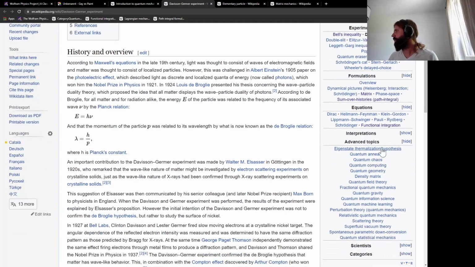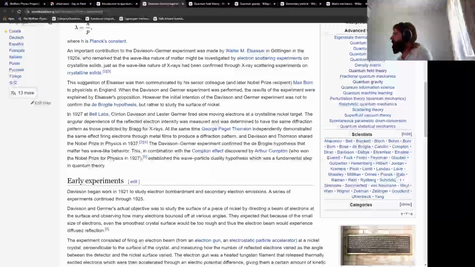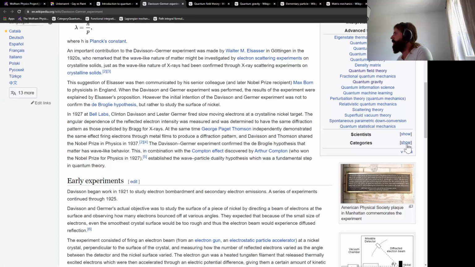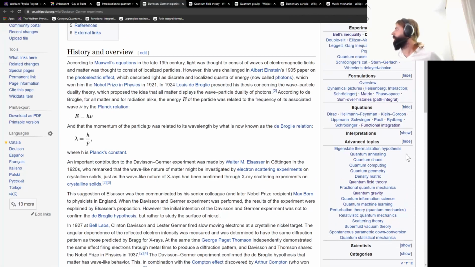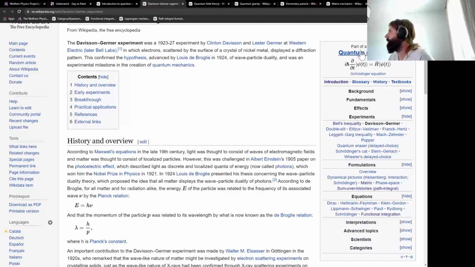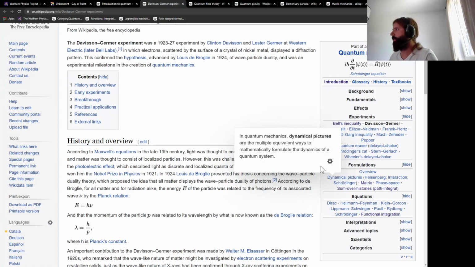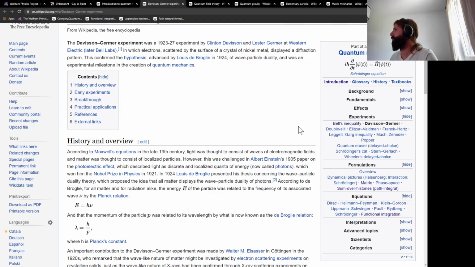What are advanced topics? Quantum computing, quantum chaos, density matrix, quantum field theory. Okay, that is listed as an advanced topic. Quantum gravity, a bunch of things, and then scientists. Okay, categories, quantum mechanics. Okay, cool. I like that. I'm this type of person that likes to have a bird's eye view on a topic while working through these. But okay, so let's go back to formulations then.